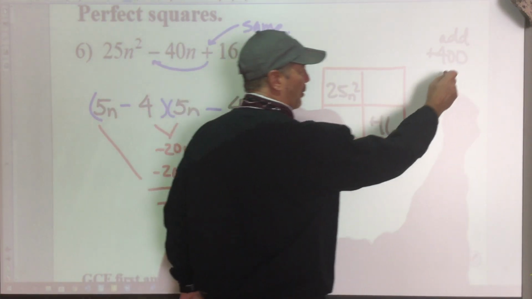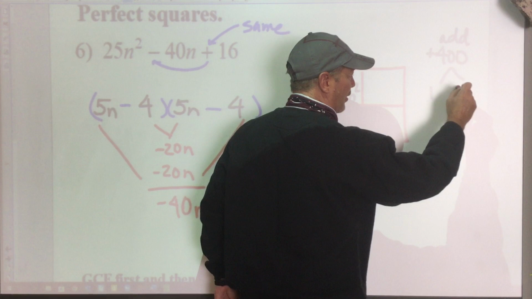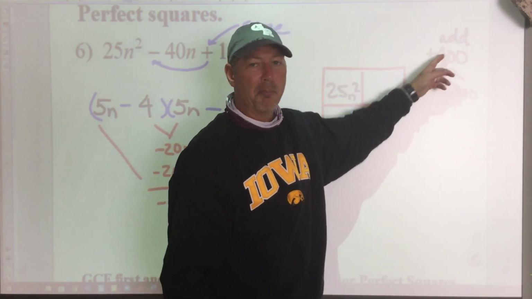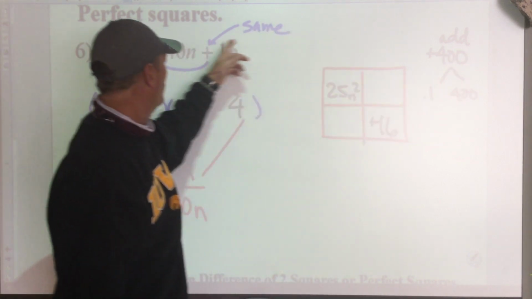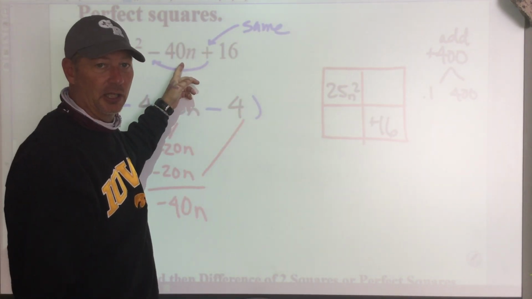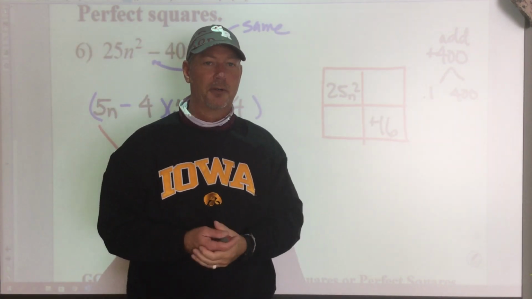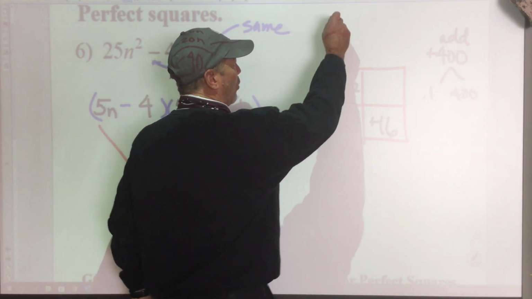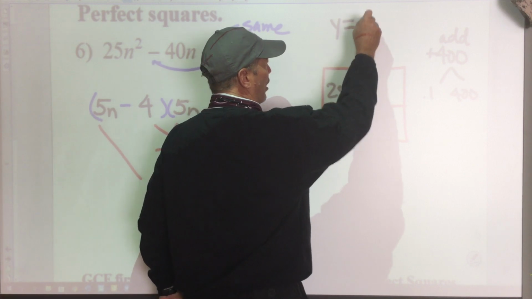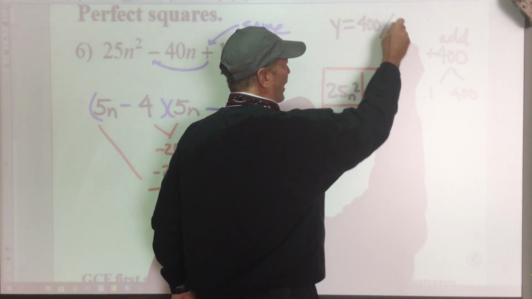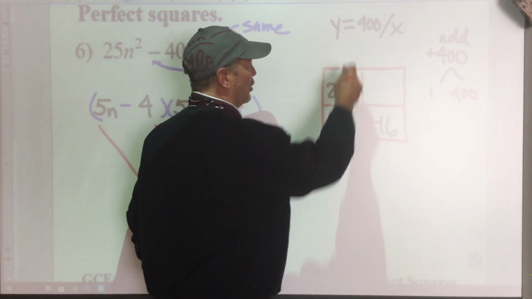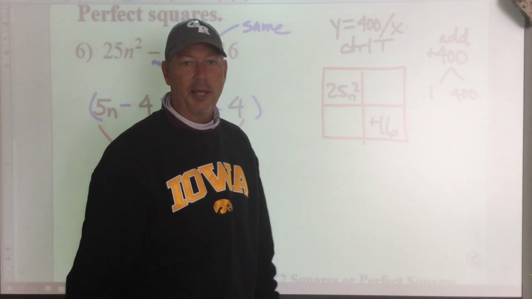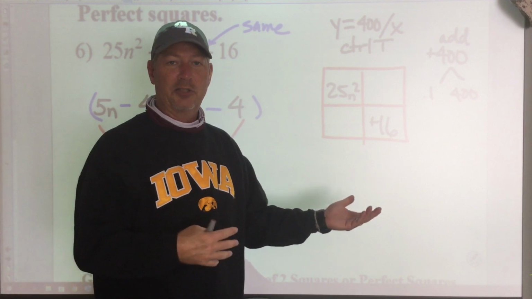Now we're going to look for numbers that when you multiply them together you get 400, but when you add them, you need to get 40. So what can work? Well, you remember, you could put this in your calculator. You could go y equals 400 divided by x, and then go Control T. You remember how we said we could do that? Okay? So we could do that if you need to.